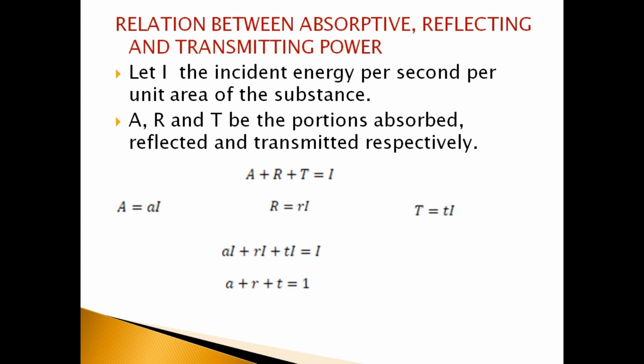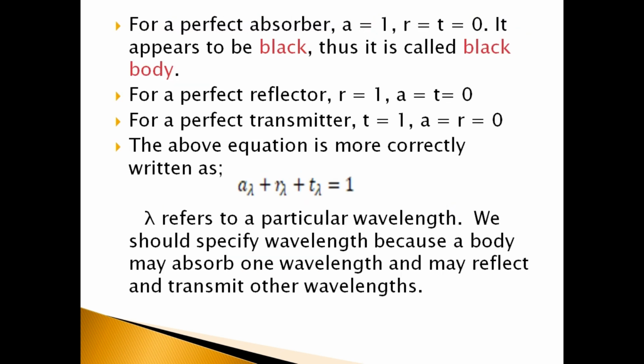Now the last equation, a plus r plus t equals 1, can be written correctly as a lambda plus r lambda plus t lambda equals 1, where lambda refers to a particular wavelength. We should specify wavelength because a body may absorb one wavelength and may reflect and transmit other wavelengths. Different bodies absorb different kinds of wavelengths and transmit and reflect different other kinds of wavelengths.